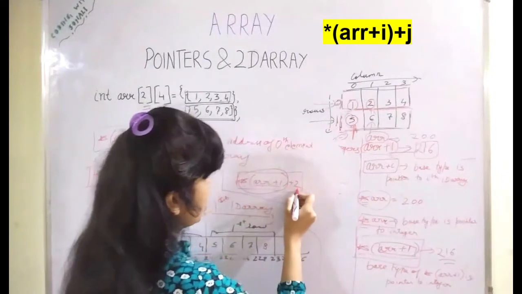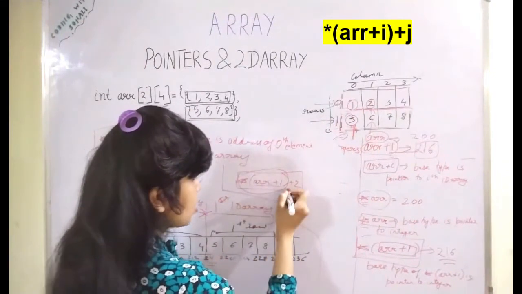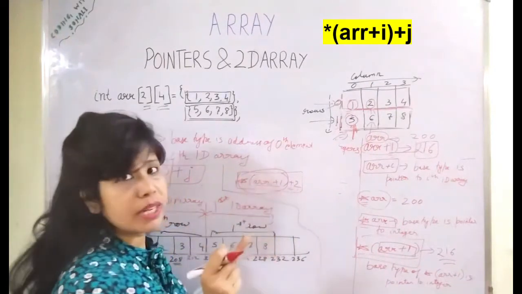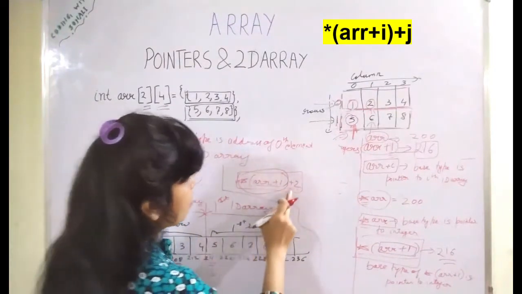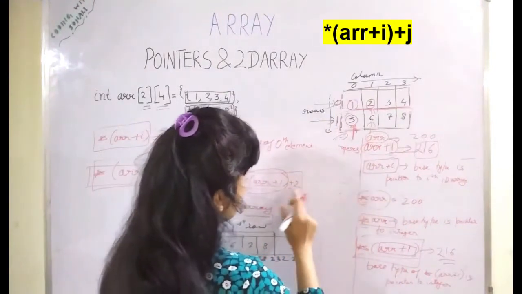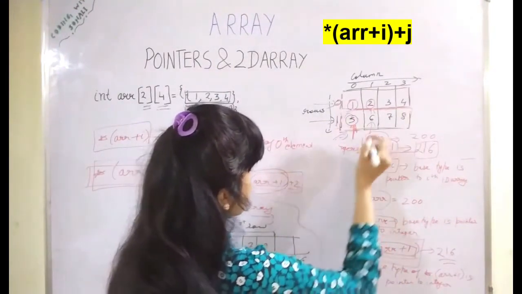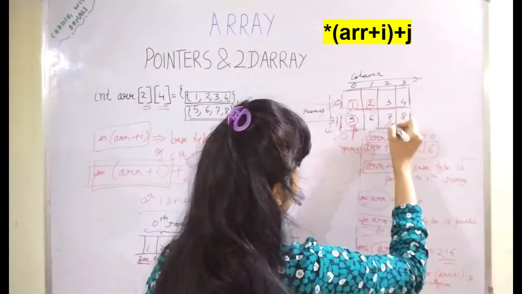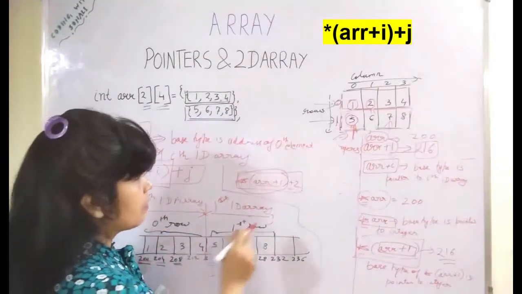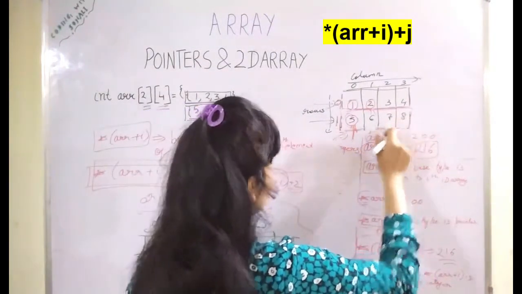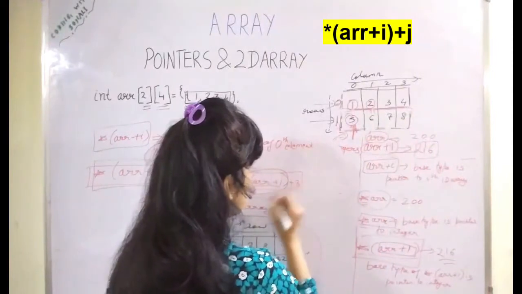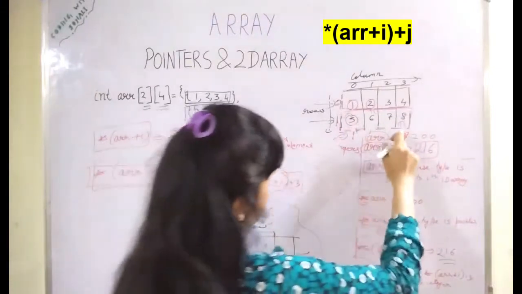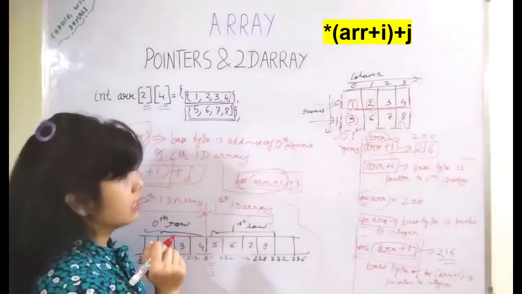When you are adding 2 to it, the arithmetic operation depends upon the base type. The base type is a pointer to an integer and not a pointer to an array, and therefore it will simply point to the element. So if I add 2 to this, it will add 1 element, 2 element. So it will give me the address of this 7. If I want to get the address of this 8, I will add 3. So I'll get the address of this 8 element.